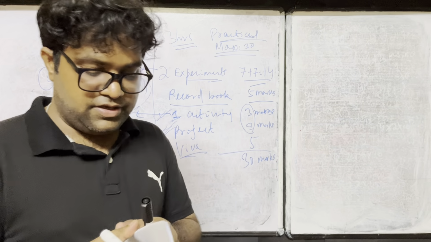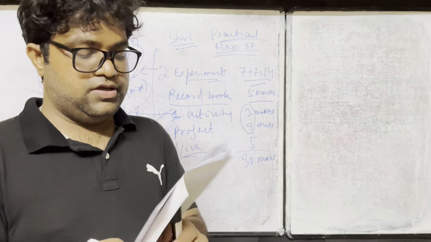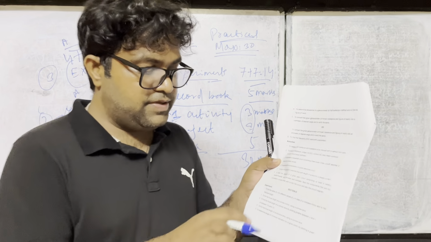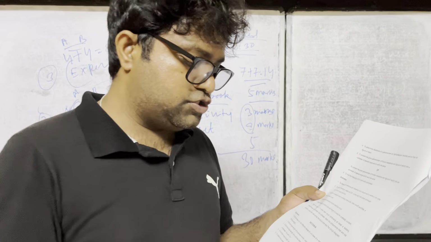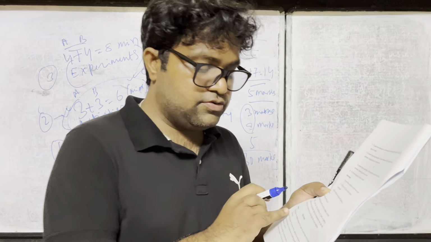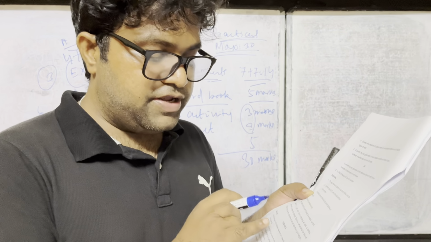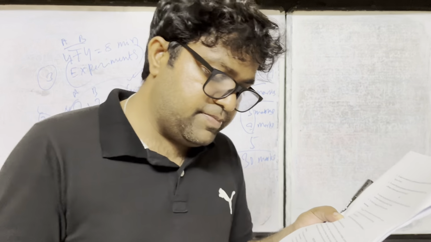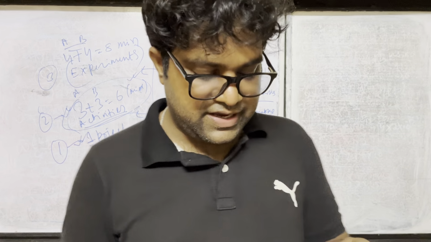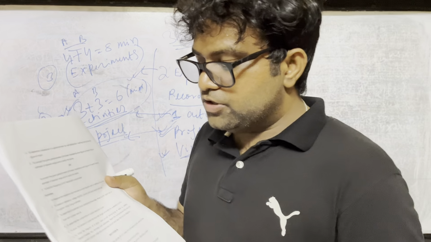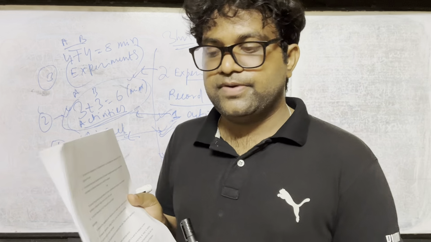Then section B. Section B is also having mostly light experiments, to find out the value of v for different values of u in case of a concave mirror and find the focal length. So focal length, refractive index, all these are there in section B. So you have to do 4 experiments from section B.